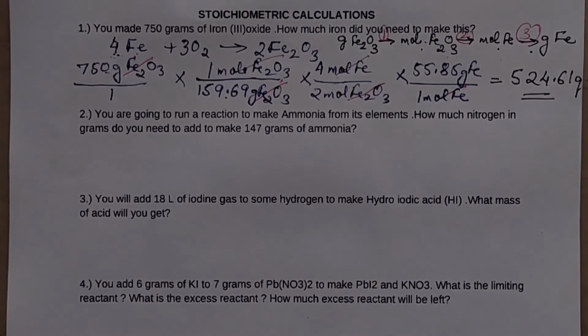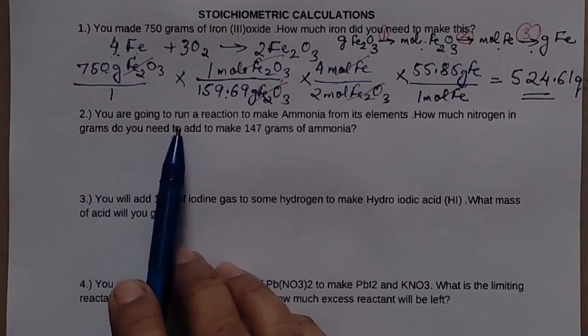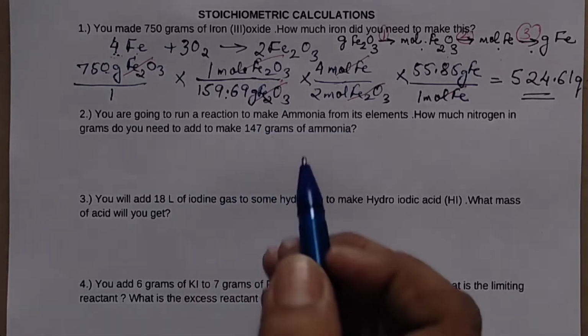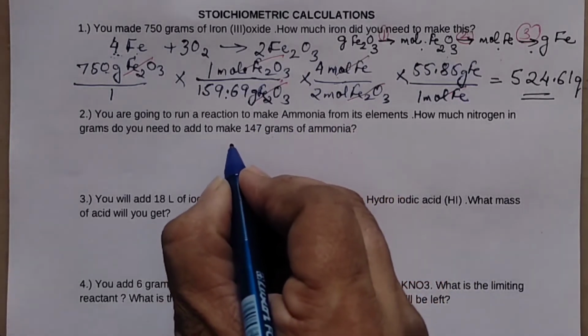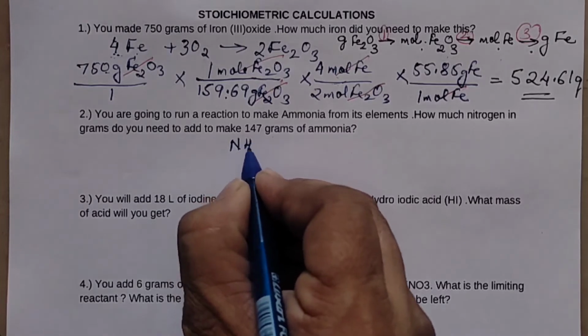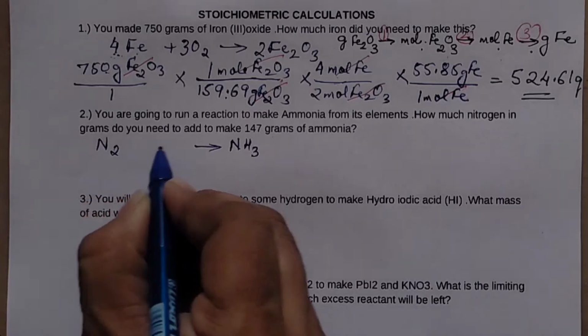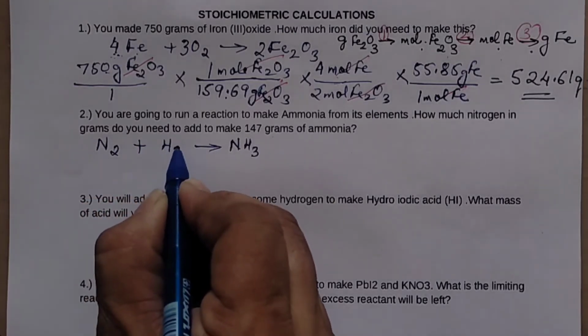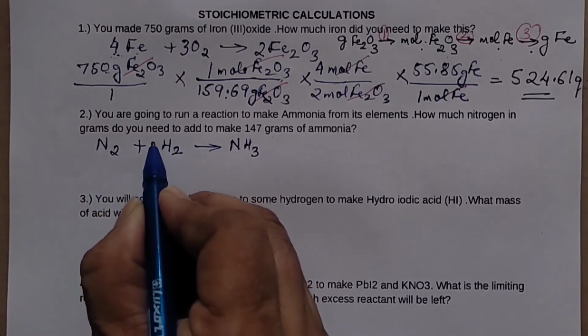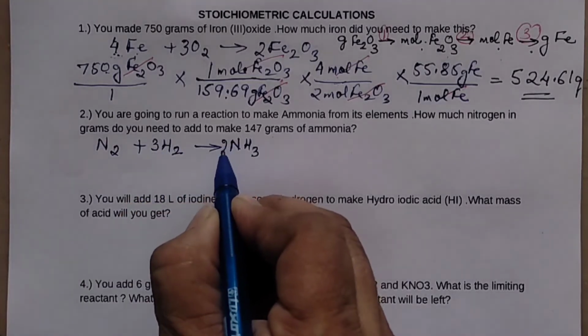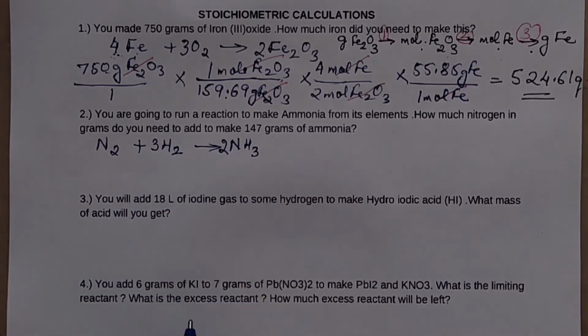Clear? Yeah. Now we'll move on to the next question. The question says that you are going to run a reaction to make ammonia from its elements. That means you are preparing ammonia, you are preparing NH3 from its elements. So what are the elements included in it? Nitrogen and hydrogen. And you balance it. After writing the equation, the first step is always balance it. You balance it. Without balancing, if you start, that is not the right way. Your answer will be wrong.